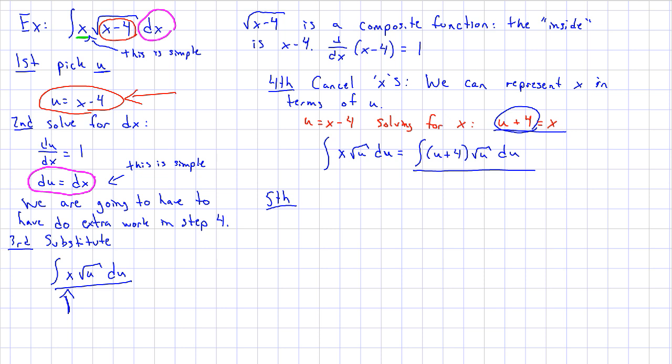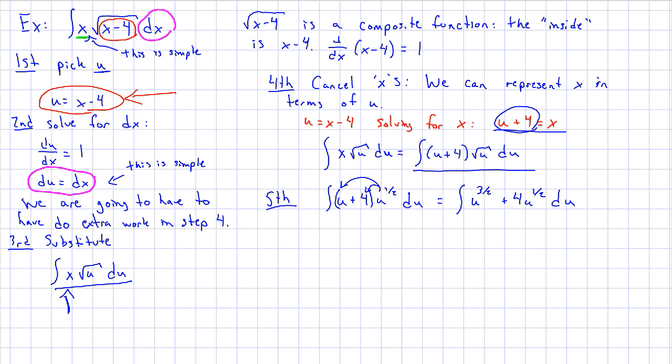In order to integrate this, I need to do a little bit of algebra. So I'm going to write the square root of u as u to the 1/2, and then I'm going to distribute it into my expression here. So u to the first power, so u times u to the 1/2, I add the powers, so I get 1 plus 1/2, so I get u to the 3/2, and then the 4 just becomes the coefficient, u to the 1/2.